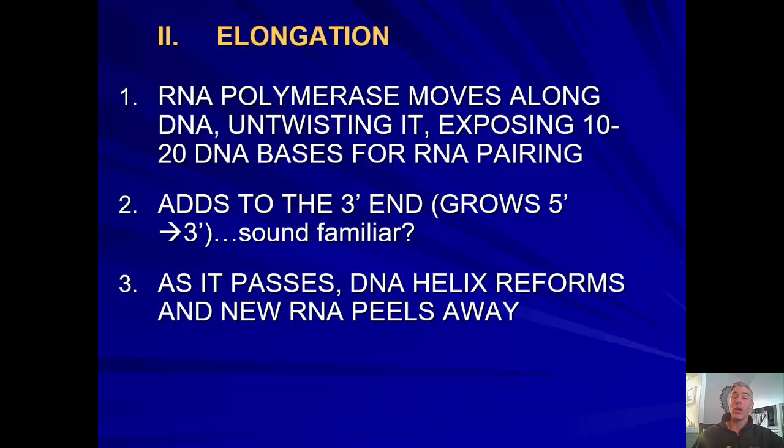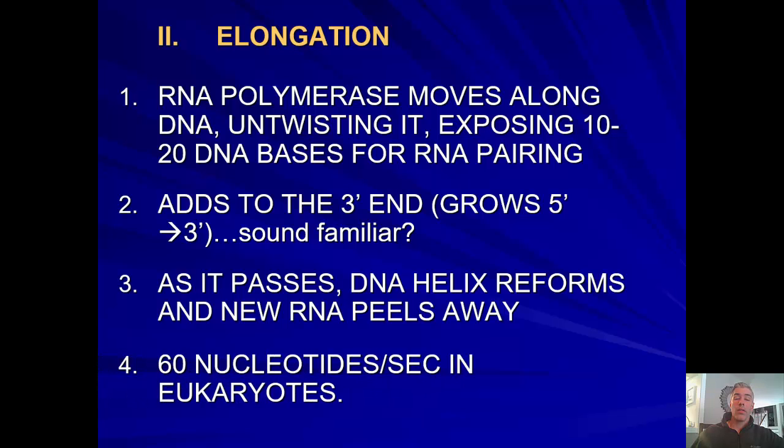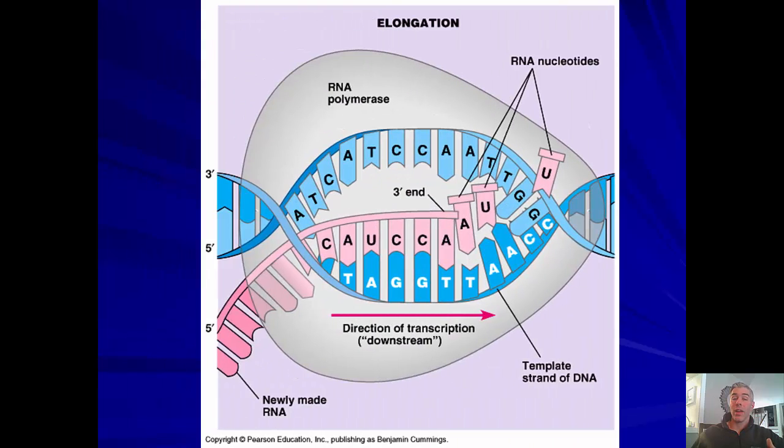I'm going to show you guys a video of what that looks like in a second. And it does this at about 60 nucleotides per second in eukaryotes. That's the rate. And so here's showing you how it peels apart the DNA, and then it synthesizes, which the DNA is in the blue, it synthesizes new RNA. Notice the U's, and that's that pink strand right there. And it's doing it in the 5' to 3' direction. See, 5' synthesizing on the 3' end.